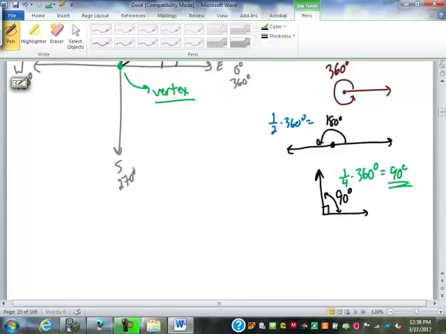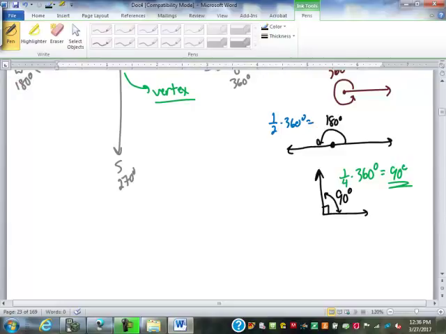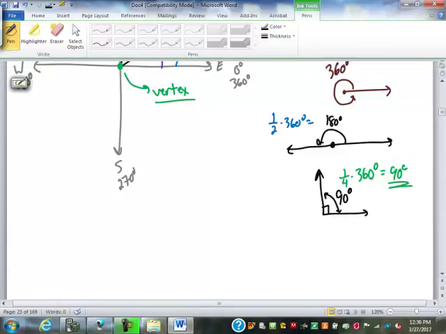So over time, they've defined these angles to be a fraction of a full turn. 90 degrees, 90 over 360 is 1/4. That's a quarter of a full circle, or a quarter of a full turn. And that's the newer definition of an angle: the fraction of a full turn, where a full turn is 360 degrees.